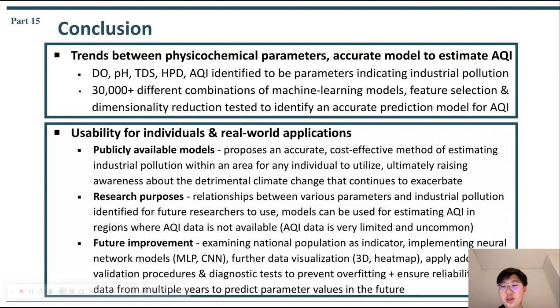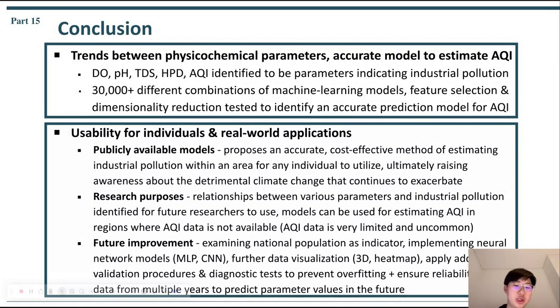Additionally, it's possible to be used for research purposes because these are publicly available models, and AQI data is very limited due to the high cost needed to collect the data and also the difficult procedure that they must undergo. Lastly, future improvements are also possible, where neural networks or more complicated models can be implemented to raise the accuracy or the reliability of the models.